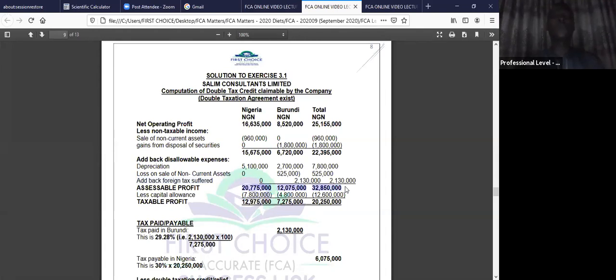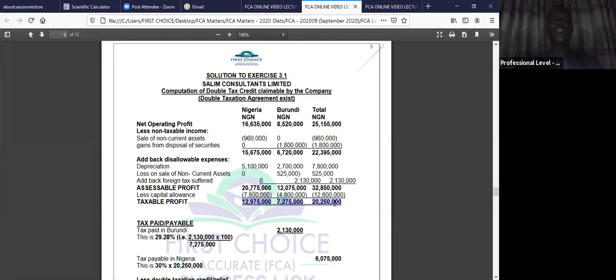After getting your assessable profit, then you less your capital allowances that was given to you in the additional information, because of course assessable profit less capital allowance is what will give you your taxable profit. So you see, this is the taxable profit from where you paid your tax. So mind you, you are adding your tax back that was suffered. Whether it is stated in the body or stated outside, you have to add it to get the true picture of your assessable profit. Then you less your capital allowance to get your taxable profit.